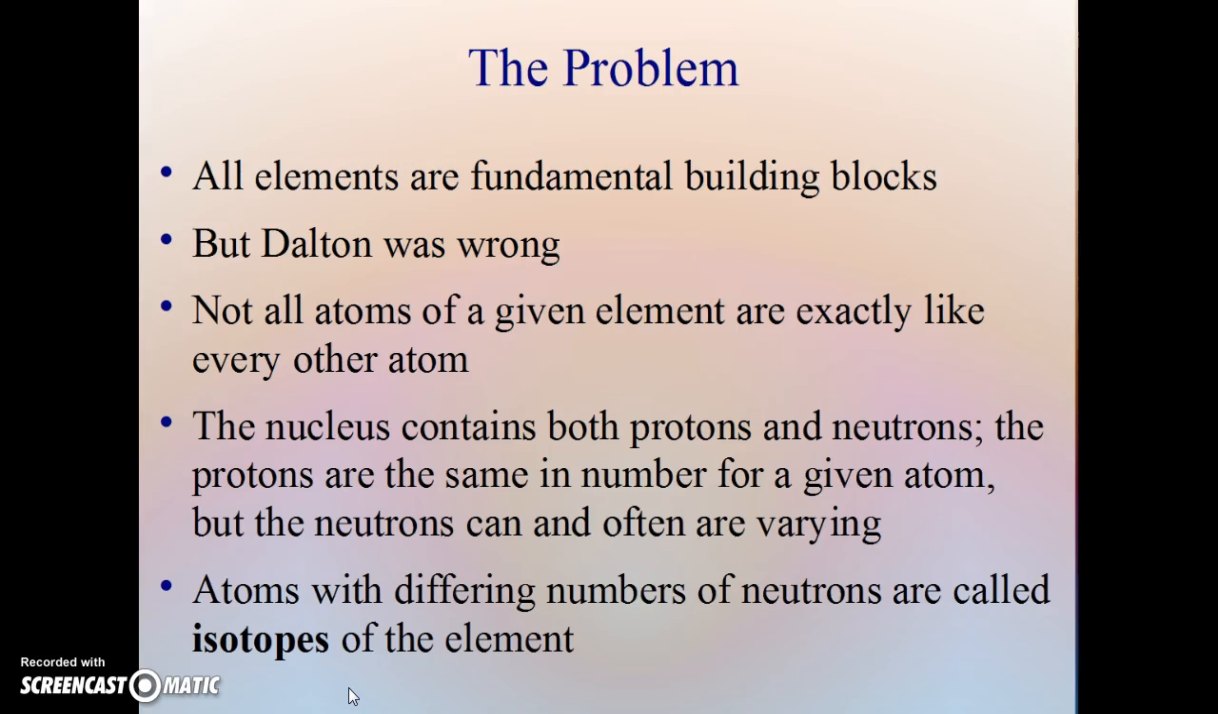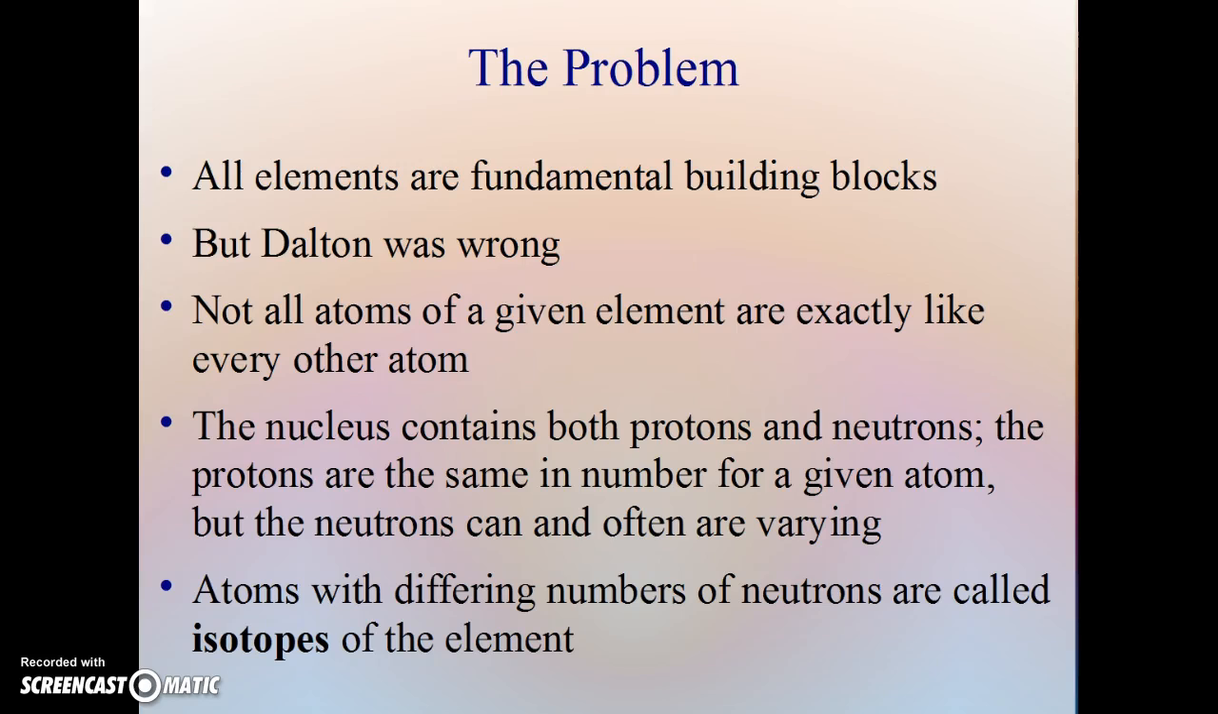Here's the problem that was discovered really fairly early in the 20th century. Dalton was right in that atoms are fundamental building blocks of every substance. But Dalton was wrong about something. He thought that all atoms of a given element are exactly like every other atom of that element. But he was wrong. The nucleus, of course, contains protons and neutrons.